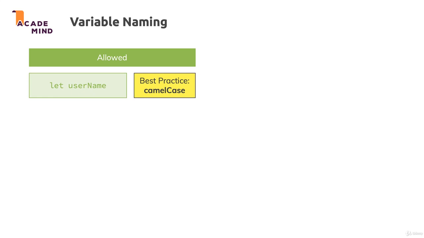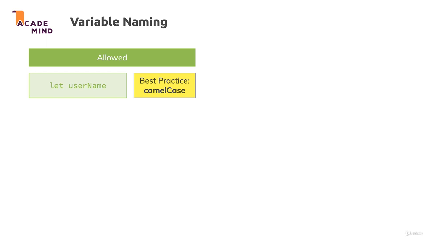So there are no blanks in there, no white space. That would actually be forbidden. But every word inside of the name, like name here in username, starts with an uppercase character to make that more readable. So that would be a variable name which is allowed. It also is a good name because it describes what's in the variable. So here we would probably store the name of a user.